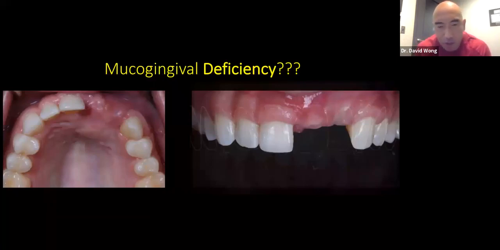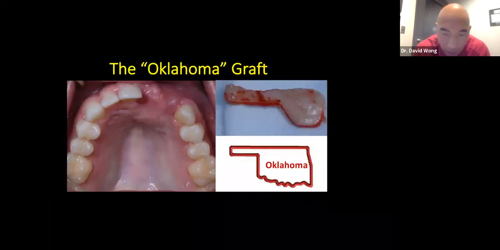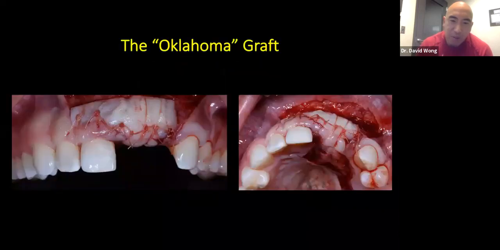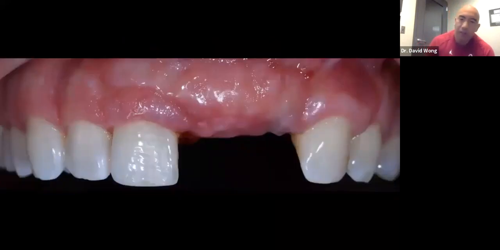So in this situation, we just simply took the graft from that bulge that he hates, and then we did what I call, jokingly, the Oklahoma graft, because I'm from Oklahoma. We did the Oklahoma graft, and we placed it over the facial aspect of number 8, 9, and 10. This is what it looks like fully healed. You can see a lot of beefy, very thick, stable, keratinized tissue.